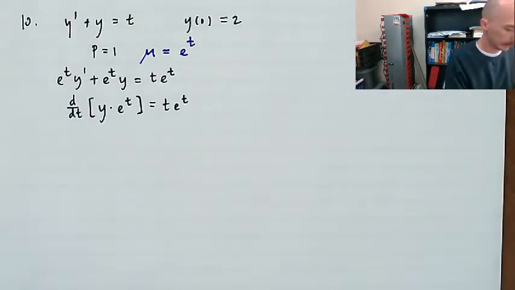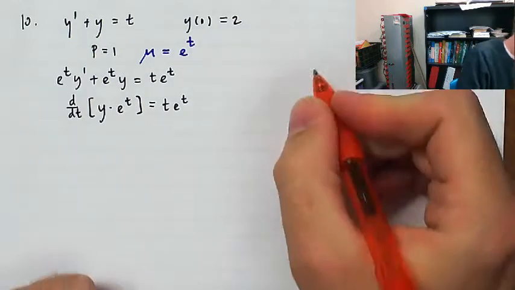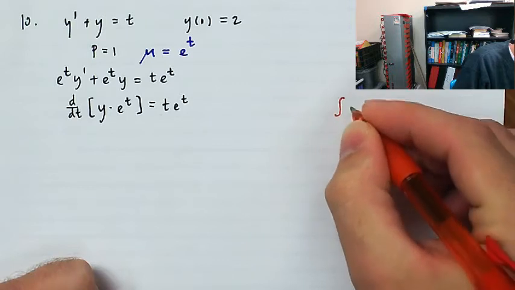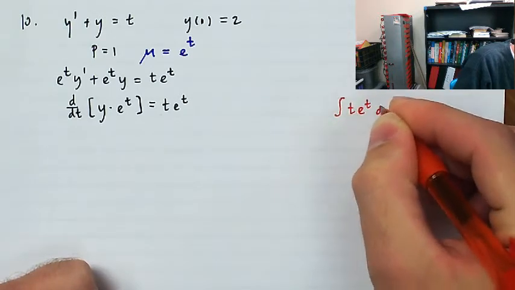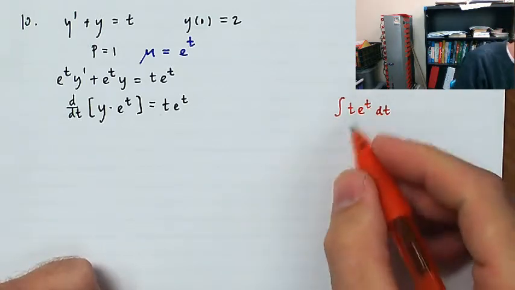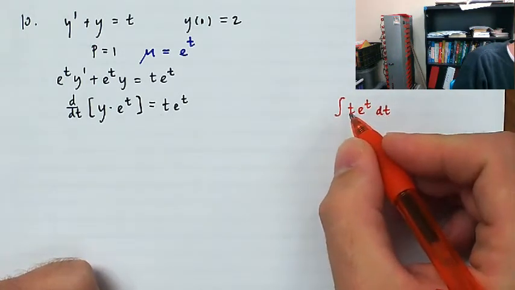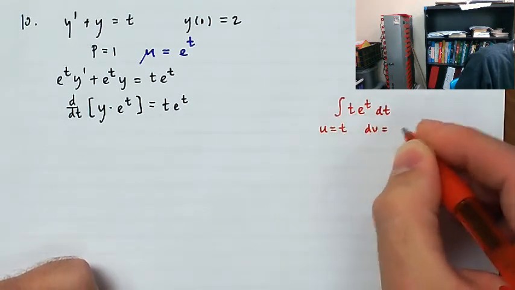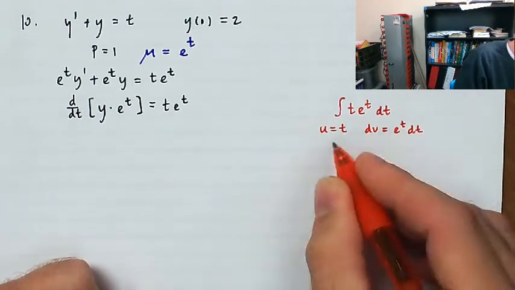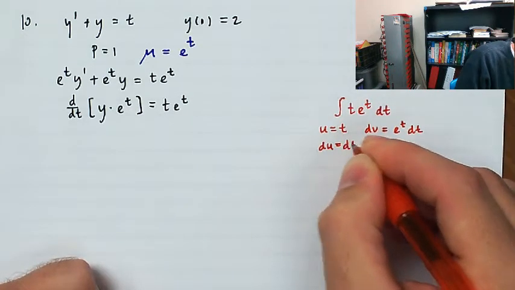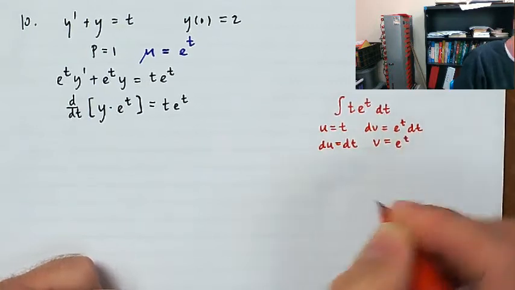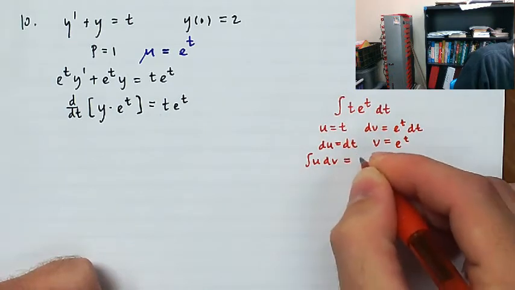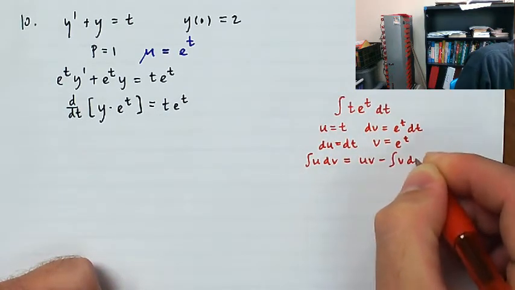We're interested in computing the integral of t e to the t with respect to t. We're going to use integration by parts, and I like algebra before exponential. u is going to equal t, and dv will be e to the t dt. So I'll take the derivative and the antiderivative. I'll remember that the integral of u dv is equal to u times v minus the integral of v du.